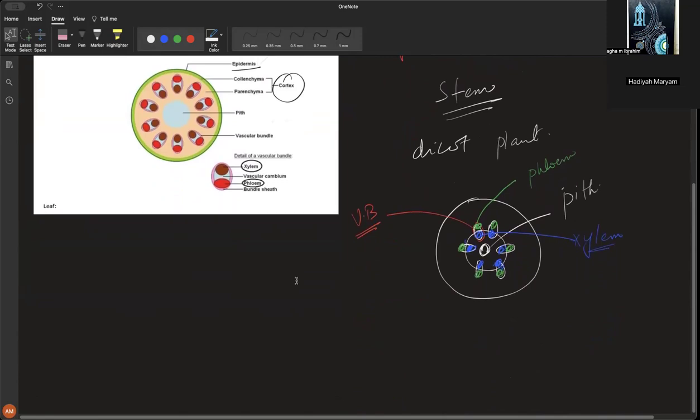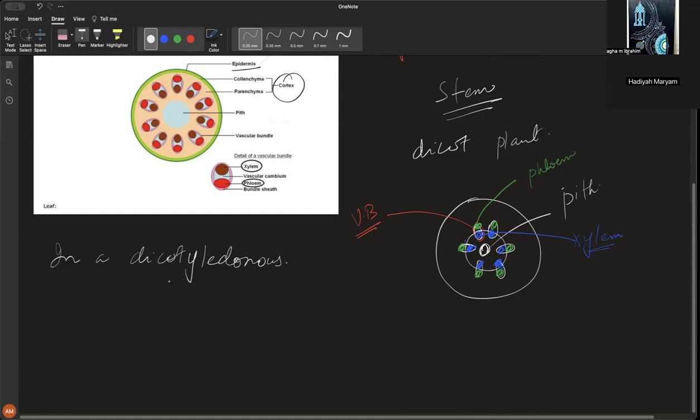So the vascular bundle organization in the stem, basically. How is the vascular bundle organized in the stem? So in a dicot stem, in a dicot, which means dicotyledonous.